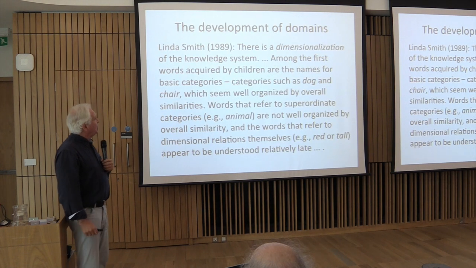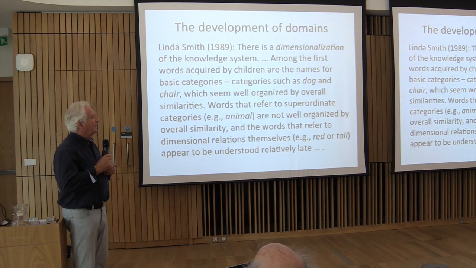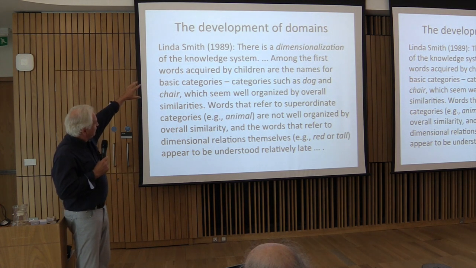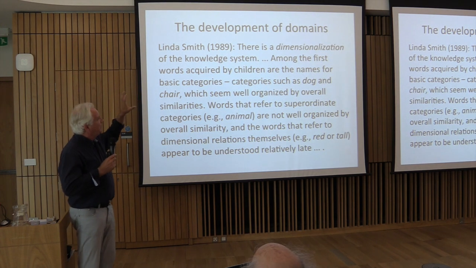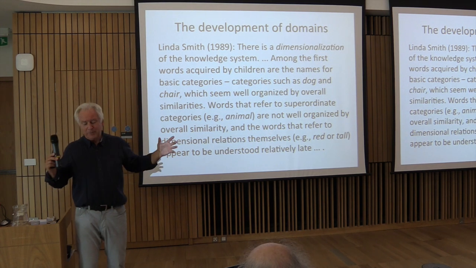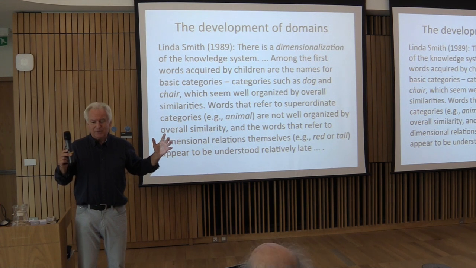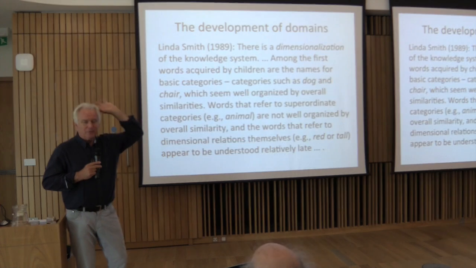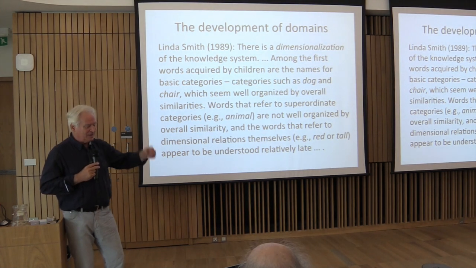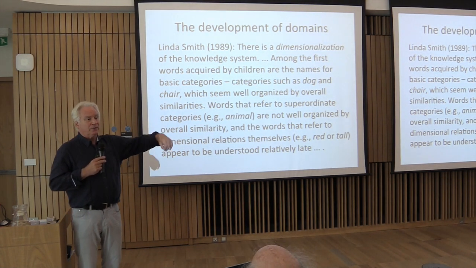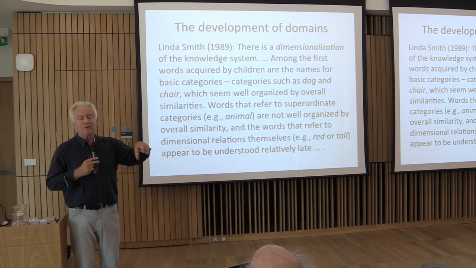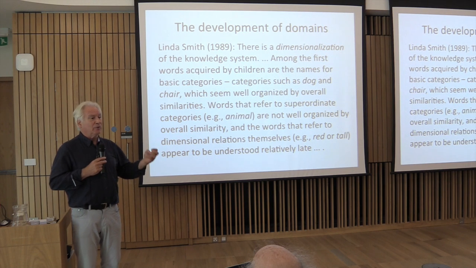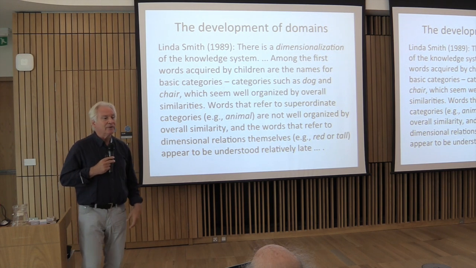Here's a quote from Linda Smith talking about how kids develop their understanding of the world. She says that there is dimensionalization. That means at the beginning there is a buzzing, blooming confusion, as William James calls it, that we confuse all domains in one big domain. And then we learn to separate out the different domains. We learn to separate out color, we learn to separate out size and shape and so on. And actually there is a particular order. We learn shape very early and color a bit later and so on.